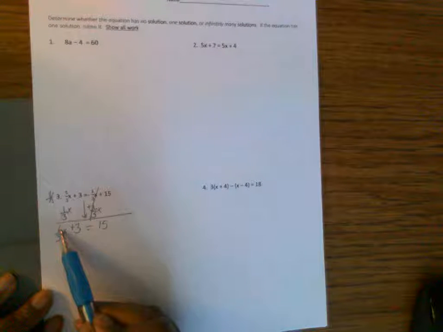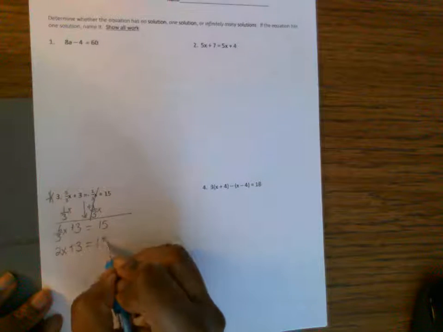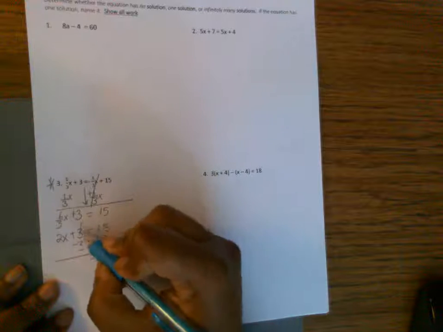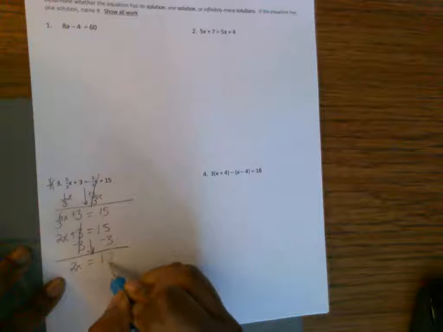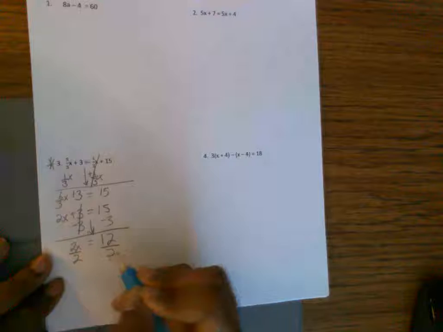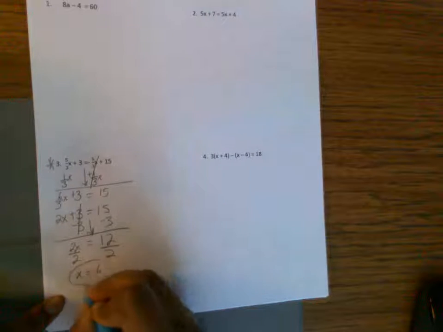This is 6 divided by 3, which is 2. So this is 2x plus 3 is equal to 15. Now in order to get x by itself, I'm going to subtract 3 on both sides. This is gone. I'm left with 2x is equal to 12. I'm going to divide both sides by the 2. Why am I dividing, Miss Reyes? Because the operation between 2 and x is multiplication. The inverse of multiplication is division. So this is going to give me x is equal to 6 here.